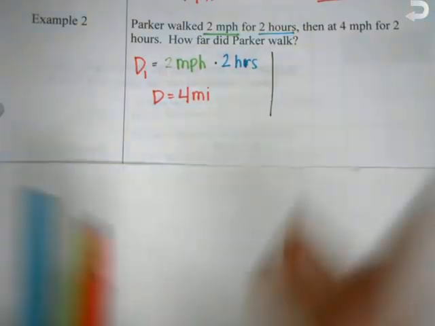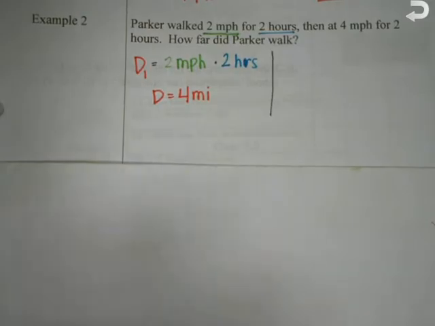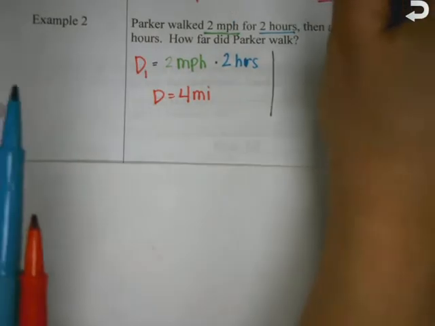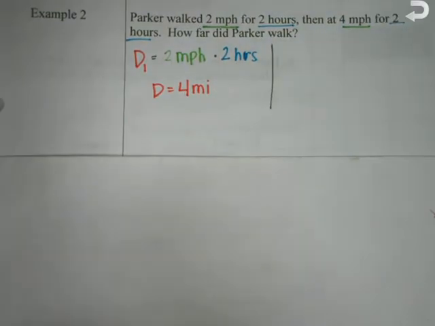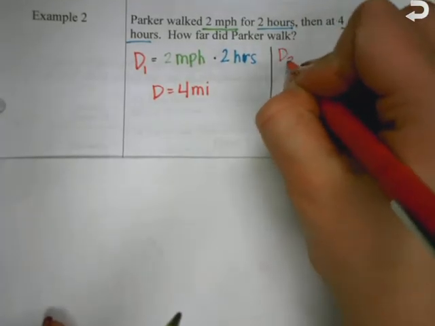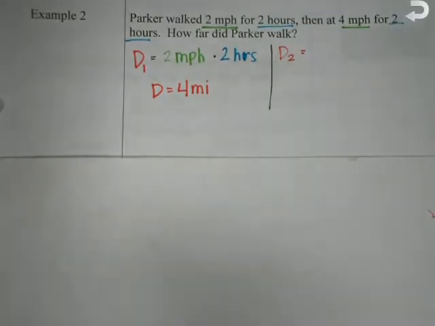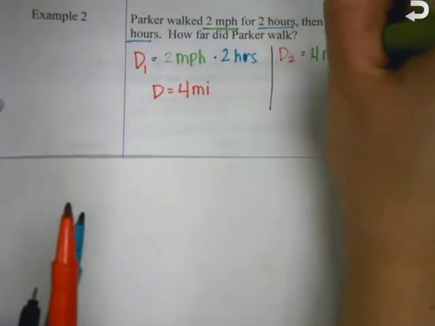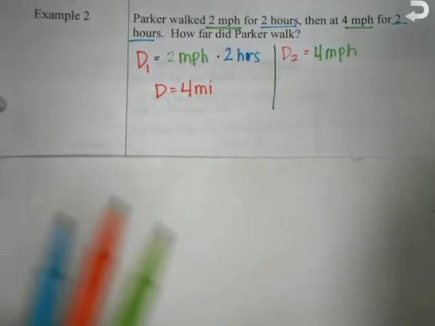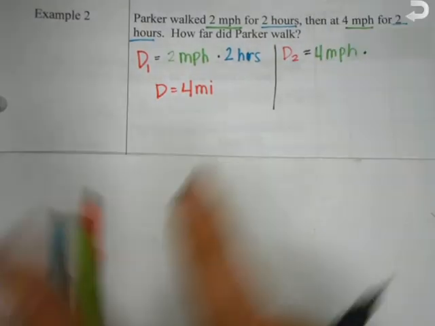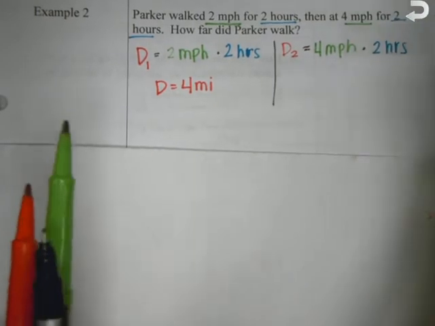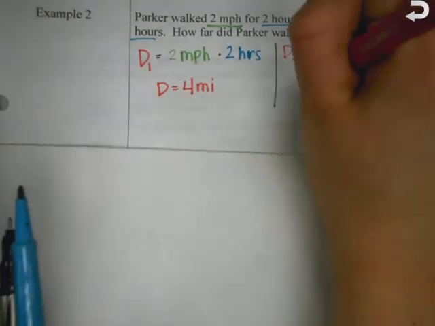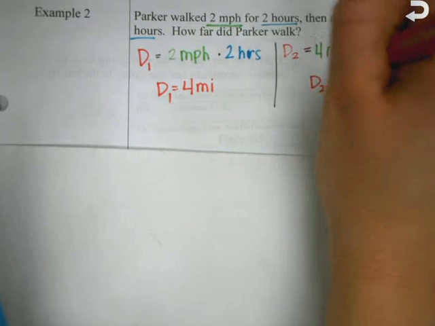Second part of the trip, he walked at 4 miles per hour for 2 hours. So D2 equals 4 miles per hour times 2 hours, which gives me D2 equals 8 miles. So what's his total? 12 miles.